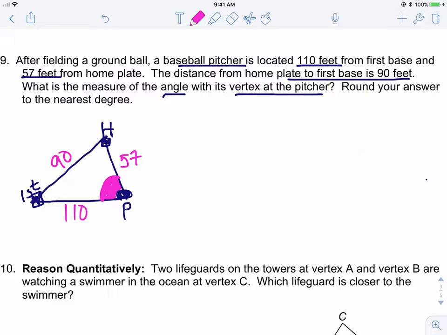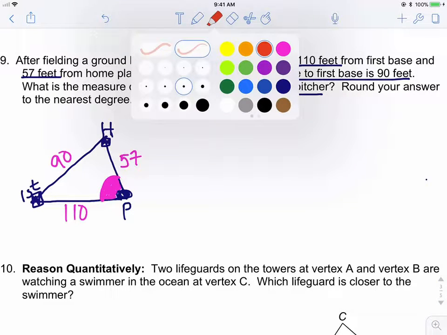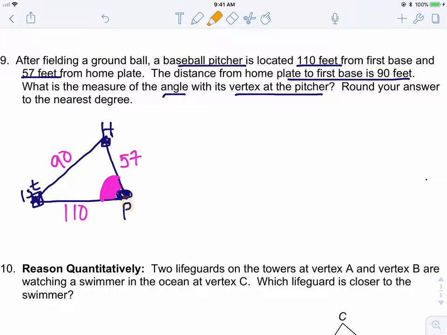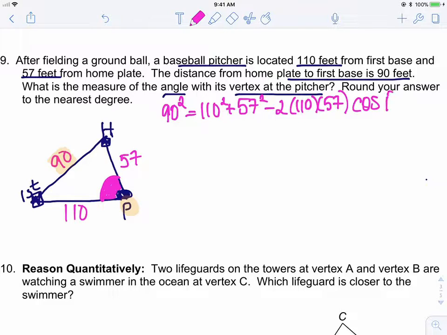So setting up our law of cosines, you're going to want to remember your bookends. So P is what we're going to be looking for, and 90 is our bookend. So those two are your bookends. So kind of just starting you off on the equation, you're going to have 90 squared is equal to your 110 squared plus 57 squared minus your 2 times your 110 times 57, and then the cosine of P. So I'll let you guys have fun with that and calculating that out, but that's kind of how you set up those triangles there.